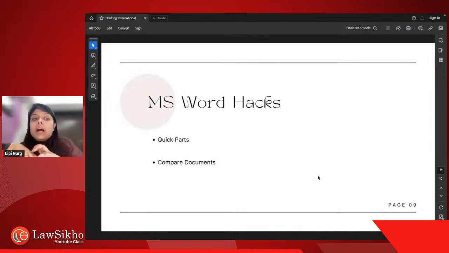It will be saved as a part in MS Word. And when you open a new document, suppose you want that particular clause here, you can just click on quick parts and then you can add that particular thing here. So it works like magic.